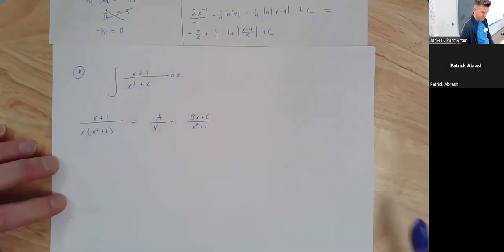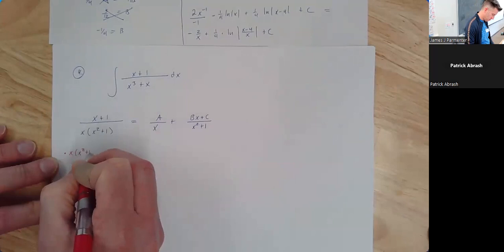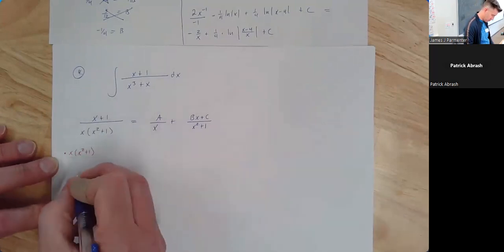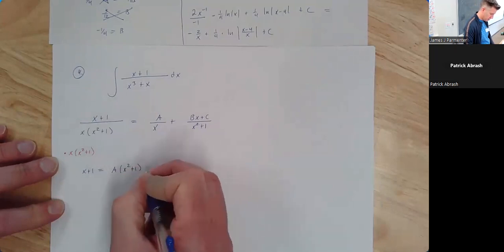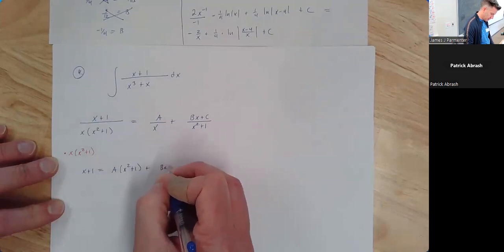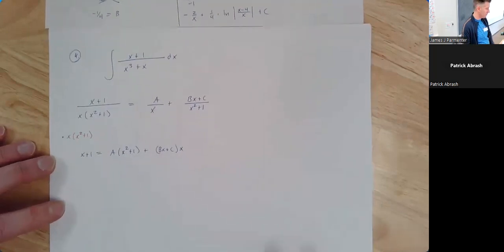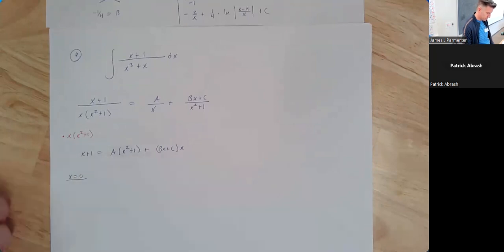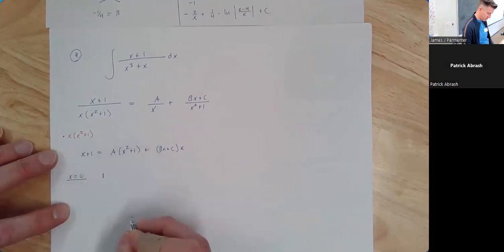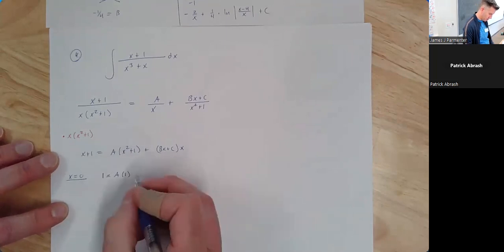So multiplying both sides by my common denominator, as usual, on the left-hand side, we just get the numerator. On the right-hand side, we get a times x squared plus 1 plus bx plus c all times x. And here I only really have one convenient value of x to use: x equal to 0. If I plug in x equal to 0, I get 0 plus 1 on the left-hand side, and I get a times 1 on the right-hand side. So that's going to give me a equal to 1.